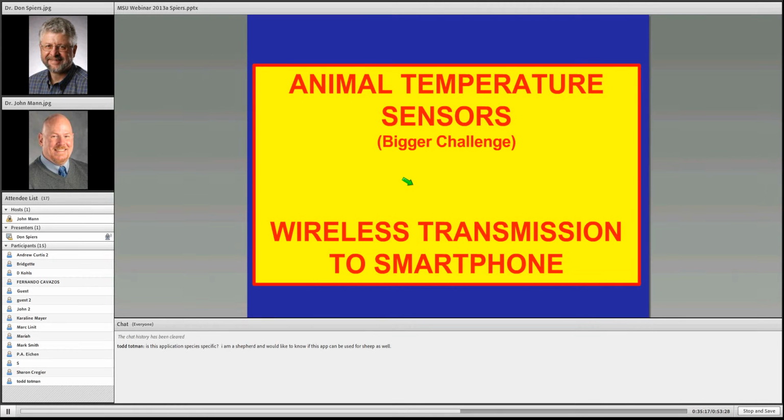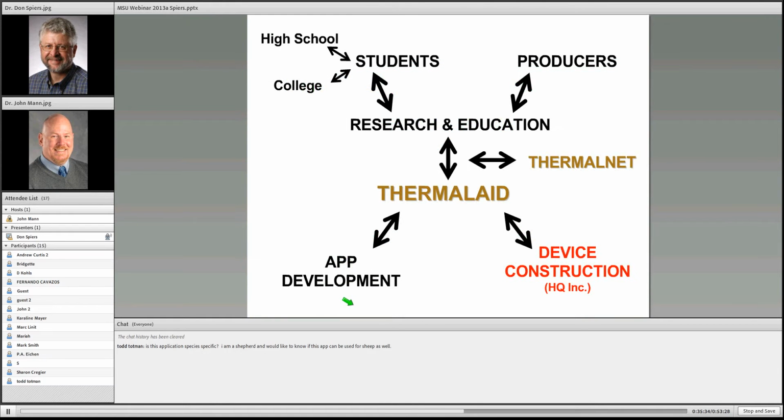We know that. We know that we have to get a price that's going to be inexpensive for the producer to use, hopefully is reusable, and hopefully we can put in different spots on the animals where it can send a reliable temperature through wireless transmission to that smartphone. This is going to be more of a challenge for us in the long run. Again, we will work with this company HQ Inc. or any other company that might come along to develop these devices that will all eventually link into that app.